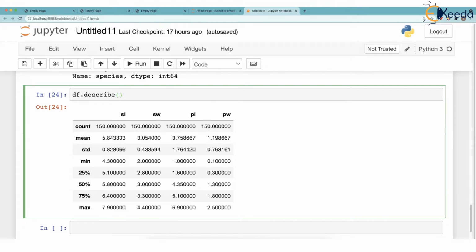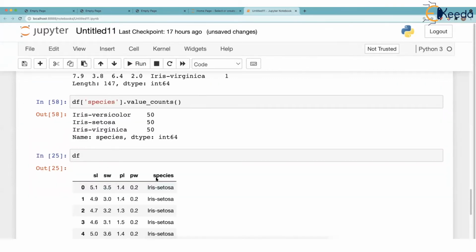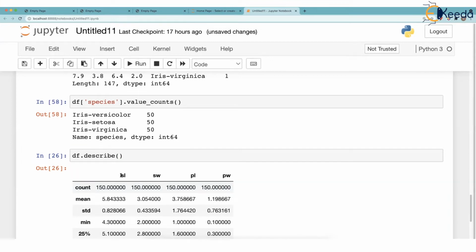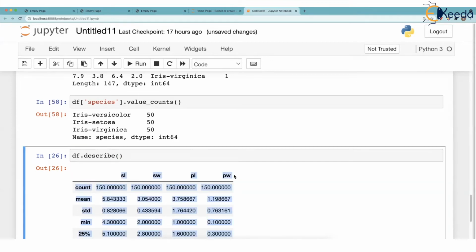Check this DF. DF has species also, and these 4 columns. But when I invoke the function df.describe, it doesn't show the species column in the description. It shows only sepal length, sepal width, petal length, petal width. The reason is that describe will only describe numeric columns. And recall, species is not a numeric column.